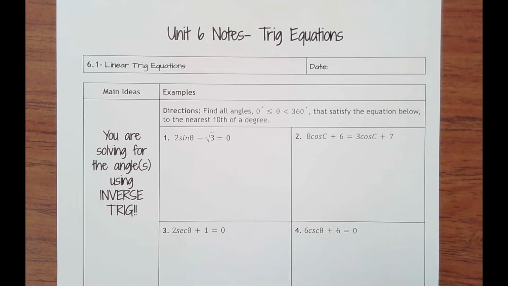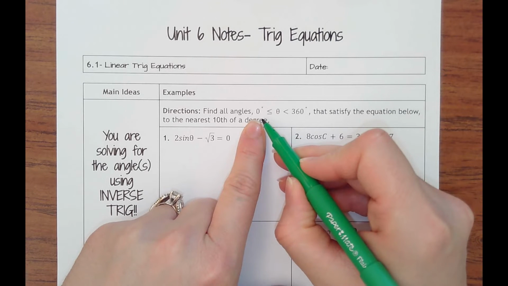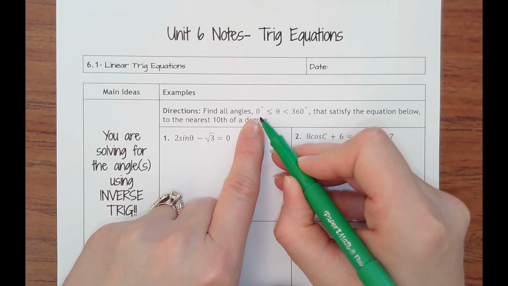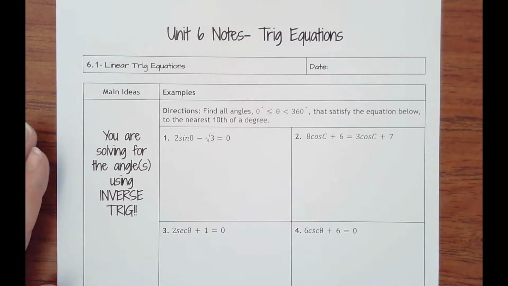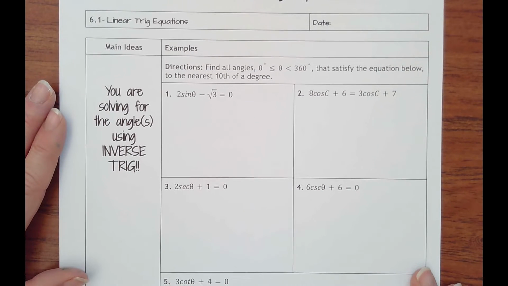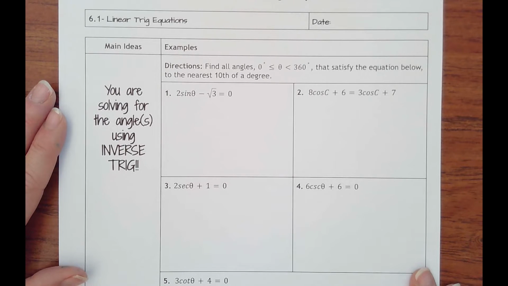So remember, we're going to have our angles. They could be greater than or equal to 0, but they have to be less than 360, so they shouldn't equal 360. Some of them we might have to round, and just round to the nearest tenth of a degree.